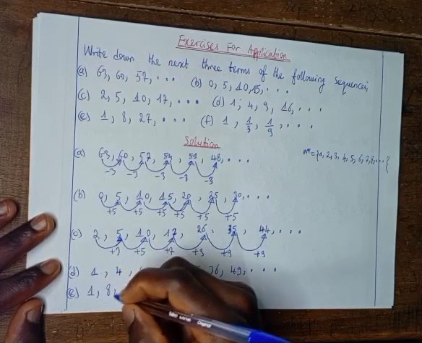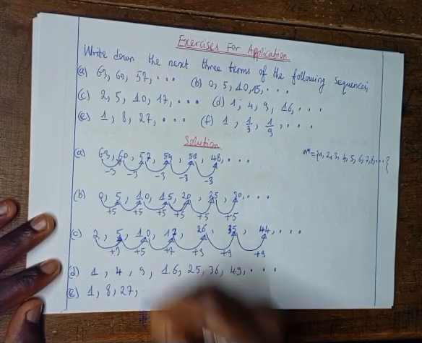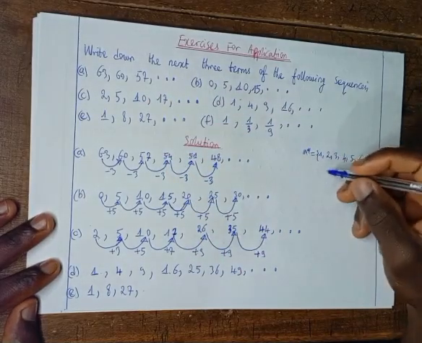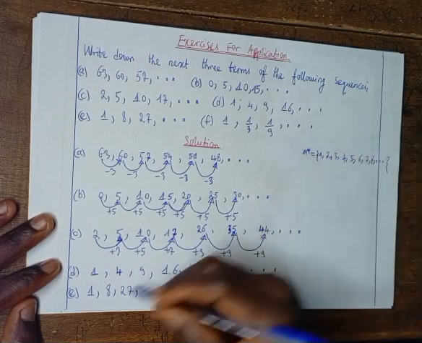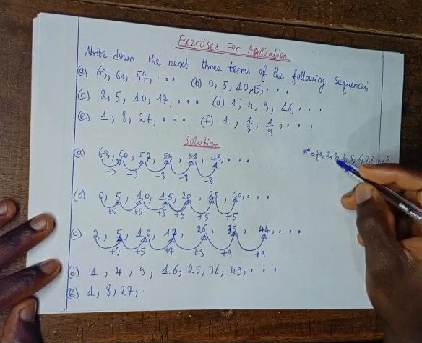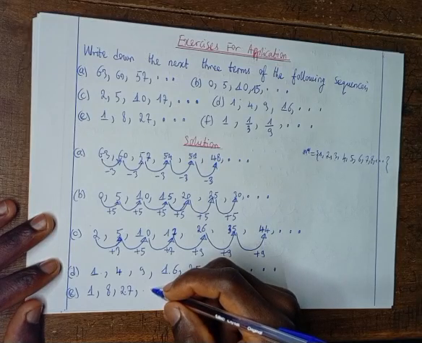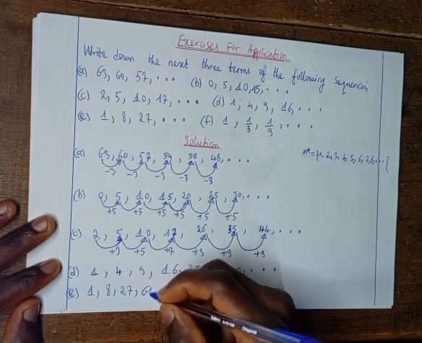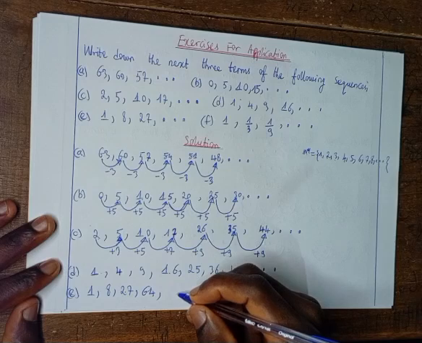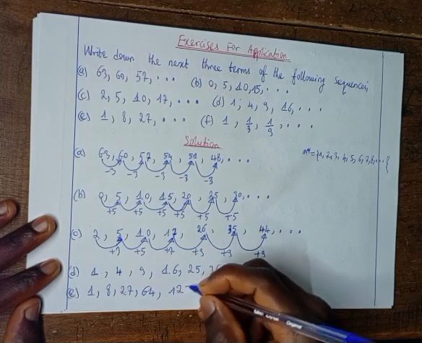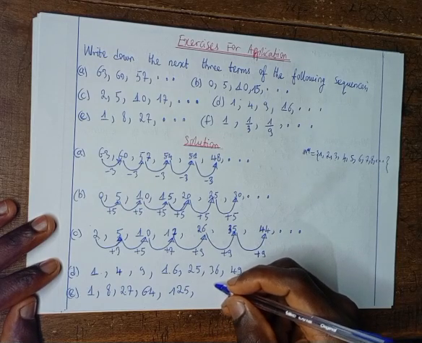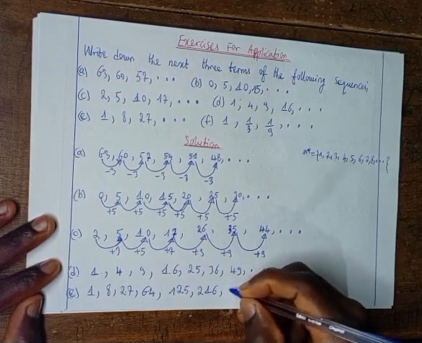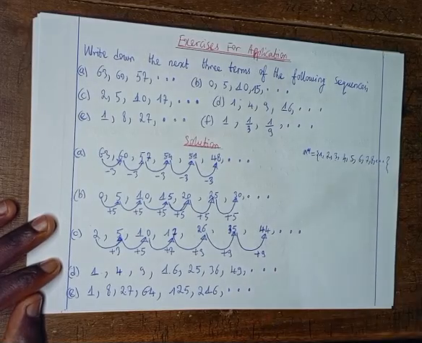We go now to E. E we have 1, 8, 27. Now, 1 cube, 1 times 1 times 1 gives us 1. 2 cube, 2 times 2 times 2 gives us 8. 3 cube, 3 times 3 times 3 gives us 27. The next, 4 cube, 4 times 4 times 4 gives us 64. 5 cube, 5 times 5 times 5 gives us 125. The next, 6 cube gives us 6 times 6 times 6, which is 216. We end with 3 dots as such.